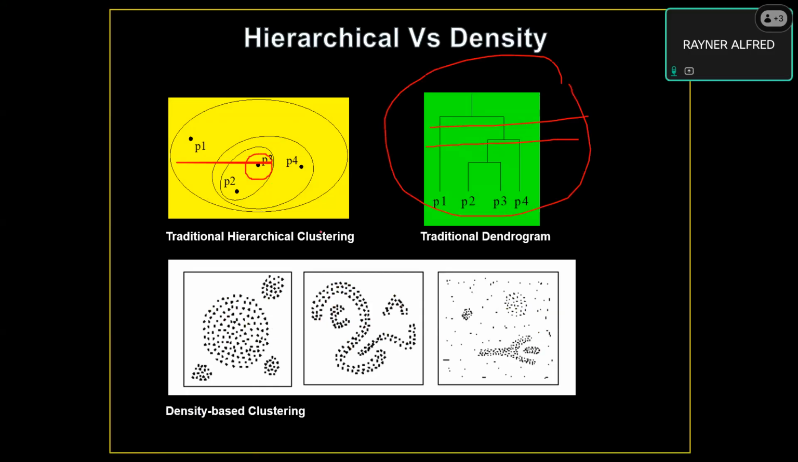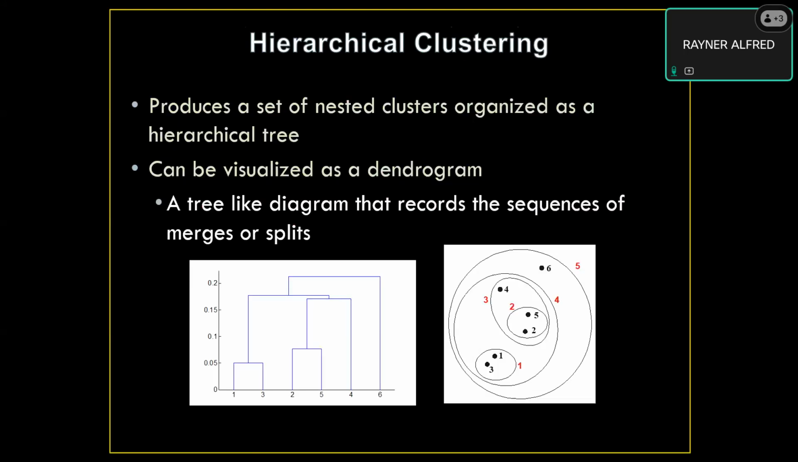Okay, and the other one is called density-based clustering. They are based on the density of your data set, and they will form the clusters from that. For this one, the number of clusters is generated automatically based on the density, so you don't have to worry about the number of clusters. Okay. So let's take a look at the hierarchical clustering first.